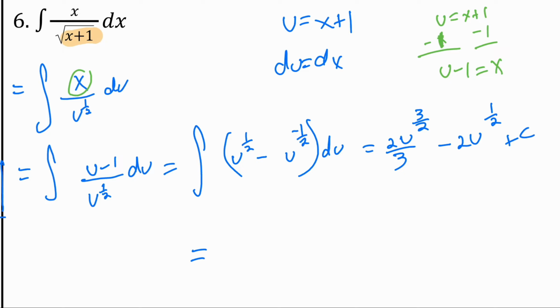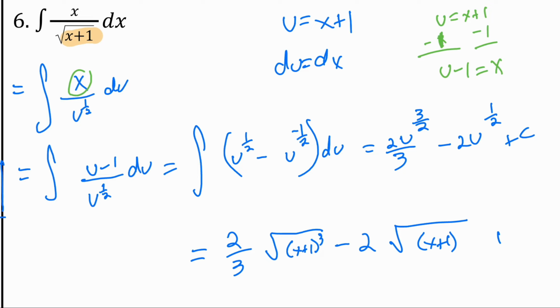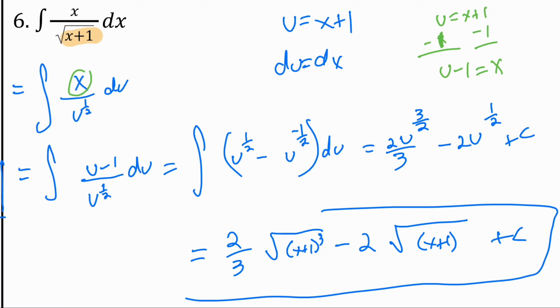So our final answer on this one, when we substitute that u back in, is 2/3 times the square root of x plus 1 cubed, right? Just rearranging this problem a little bit, minus 2 times the square root of x plus 1 to the first, and then plus c all the way there at the end. So again, that one's pretty tricky, but that is an option for us, is sometimes we can manipulate our variables a little bit.